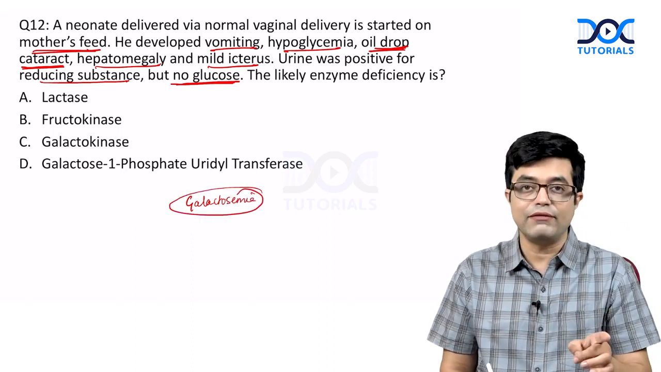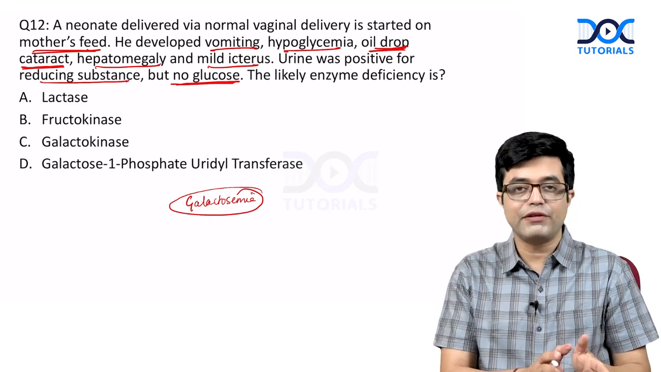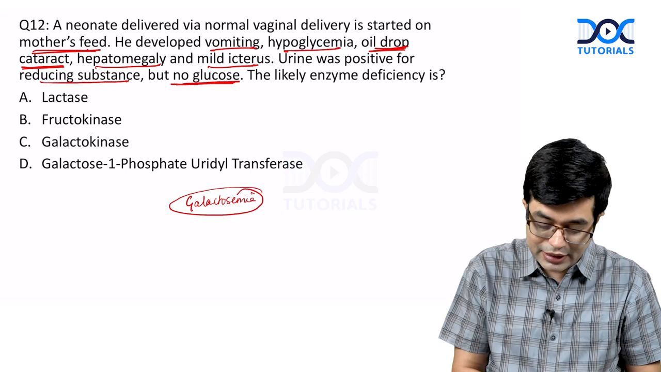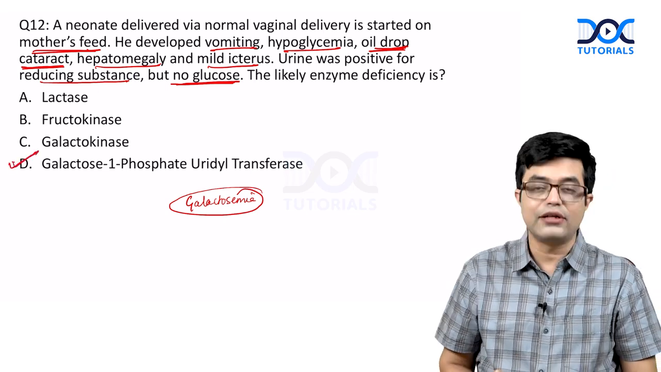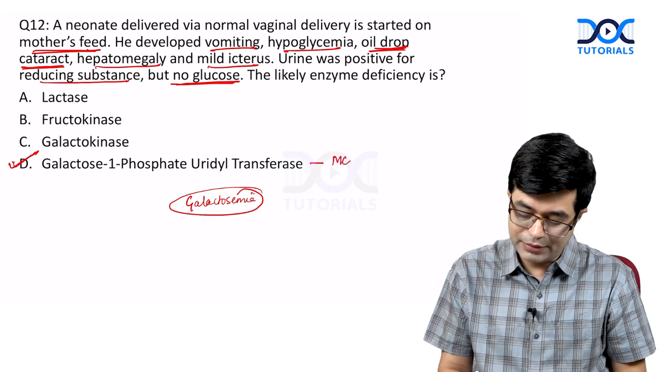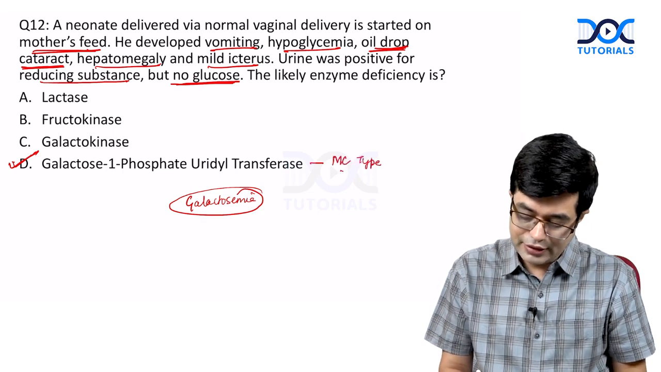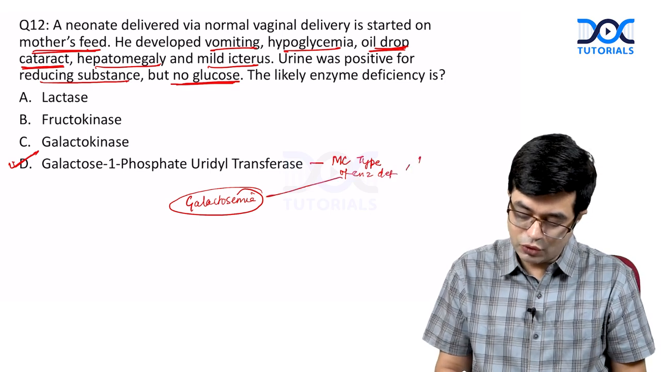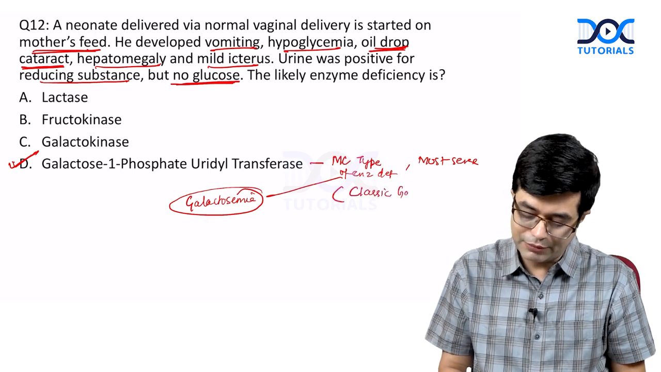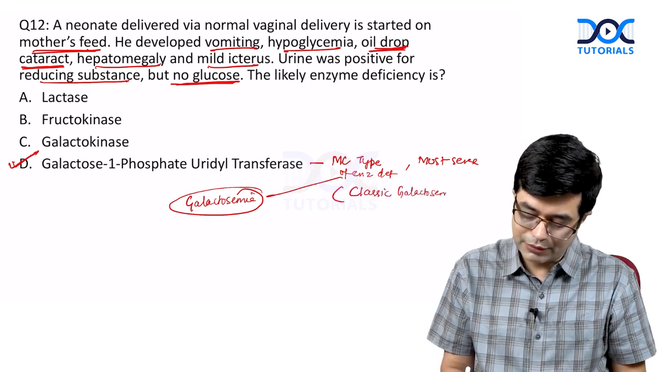Galactosemia, three enzymes are involved. We have galactose 1-phosphate uridyl transferase, galactokinase, and epimerase. Out of them, galactose 1-phosphate uridyl transferase is the most likely cause. This is the most common type of enzyme deficiency in galactosemia. This is also the most severe form, and this enzyme deficiency produces the so-called classic galactosemia.